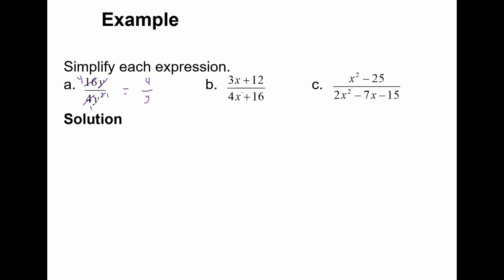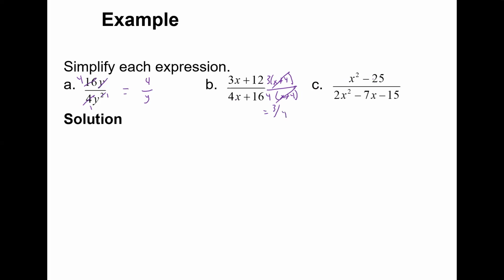Now, what about the next one? I'm going to go ahead and show their solution in a little bit, but this is what we're going to have here. If we pull out a 3, we're going to have x plus 4. Here, if I pull out a 4, I'll have x plus 4. Well, guess what? x plus 4 cancels x plus 4, and I get 3/4. So that one is just going to be 3/4.